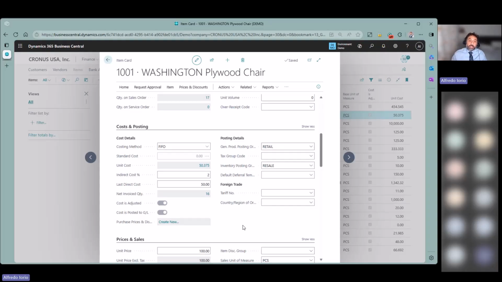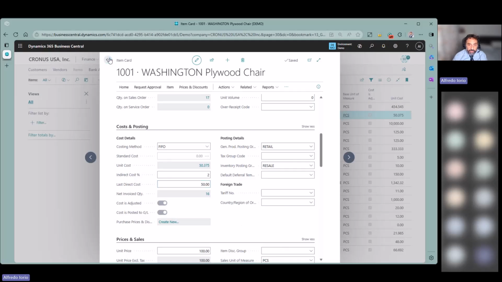So indirect cost percentage is where we store the information about how much, as a percentage of the item cost, the system must accrue when we receive this item. And so you can see that it's not something that I can key in and type and update on a purchase document. It's accrued based on a percentage. In this case, it's 2% of $50-something, right?